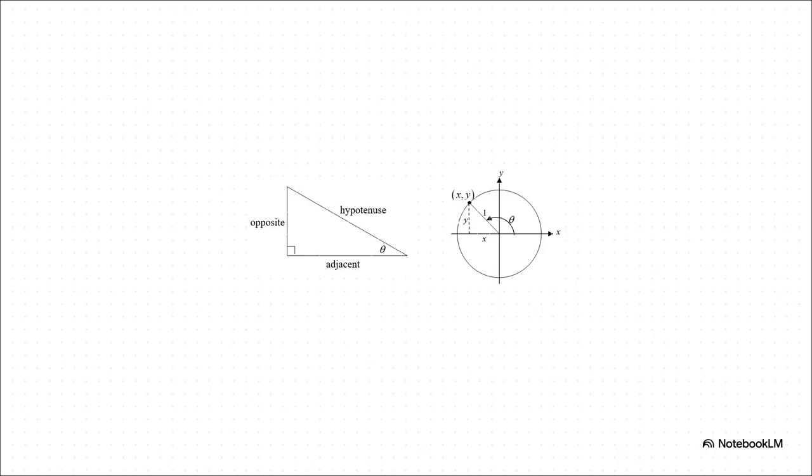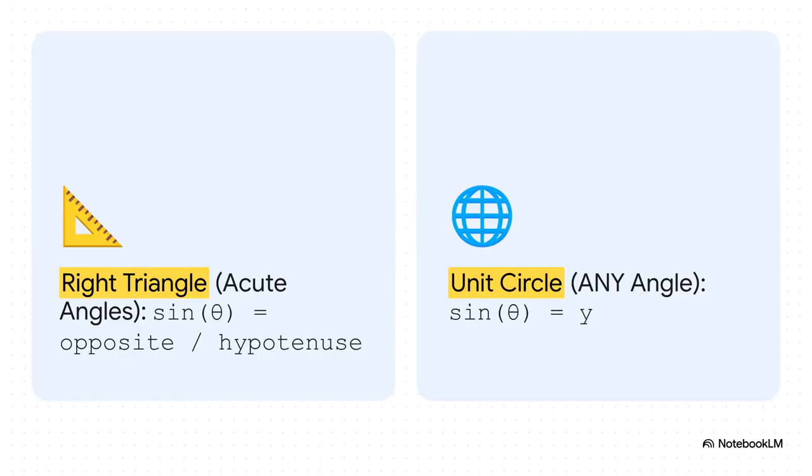The length of that opposite side, that's just the y-coordinate of the point on the circle. And the adjacent side, that's just the x-coordinate. It's the exact same idea, just expressed in a way more powerful system. And this gives us a serious upgrade. Because the hypotenuse is now the radius, which is always 1, the math gets so much cleaner.